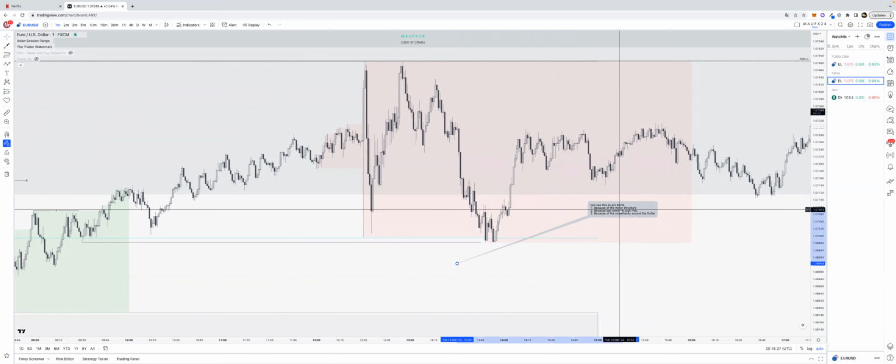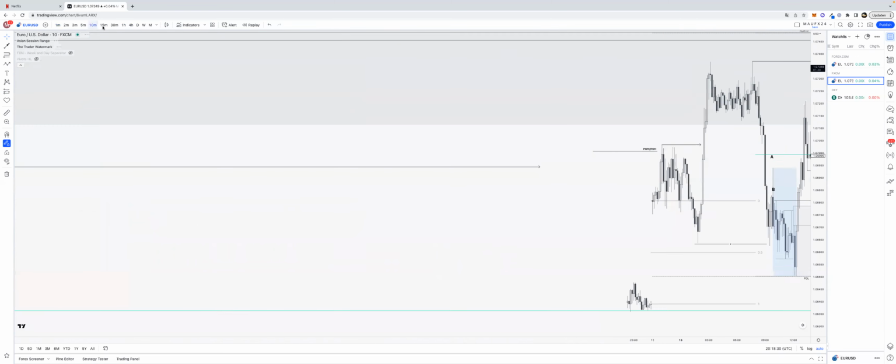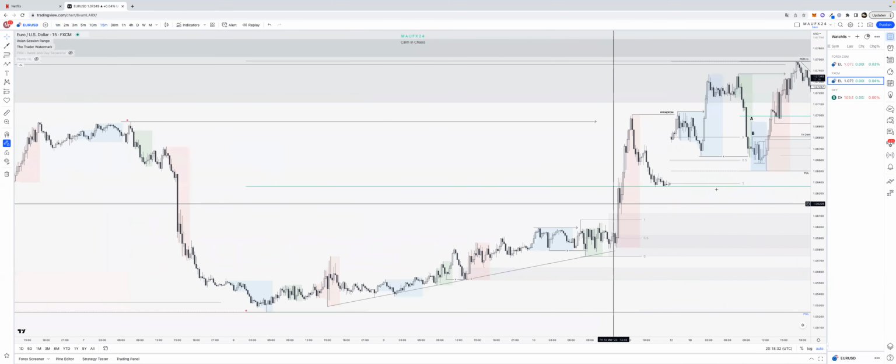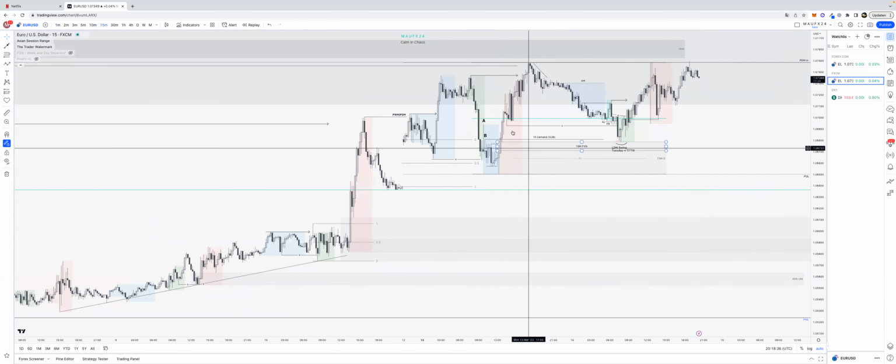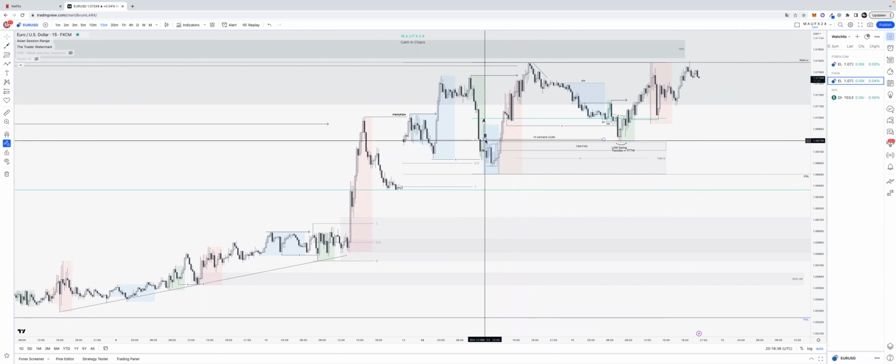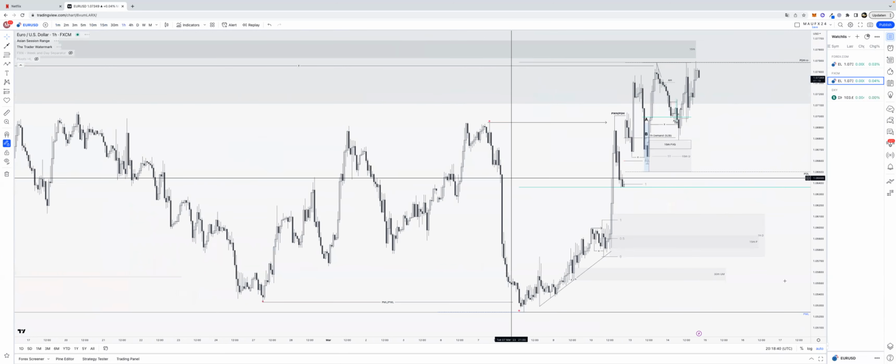So we discussed that. So today, what do we have below here? In the discount, we have a demand zone on the 1 hour that looks like this.